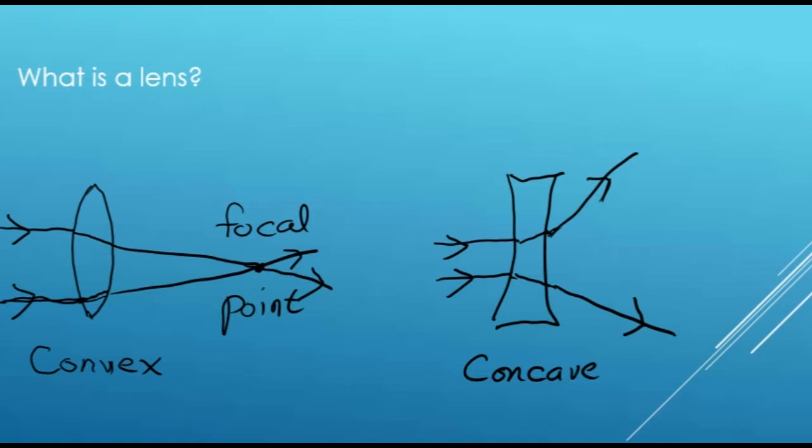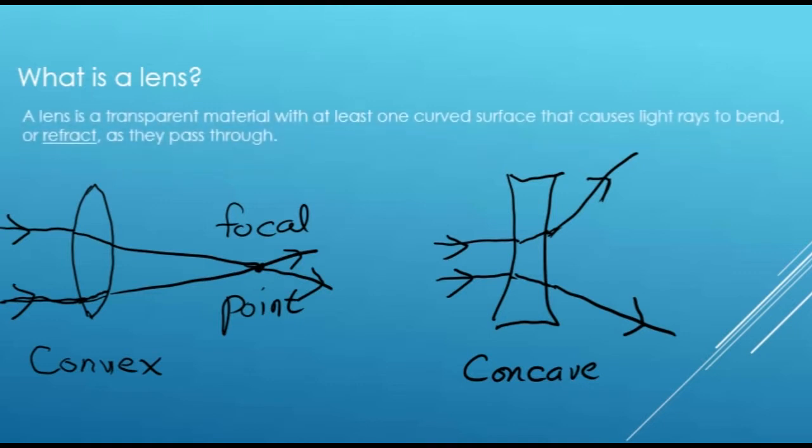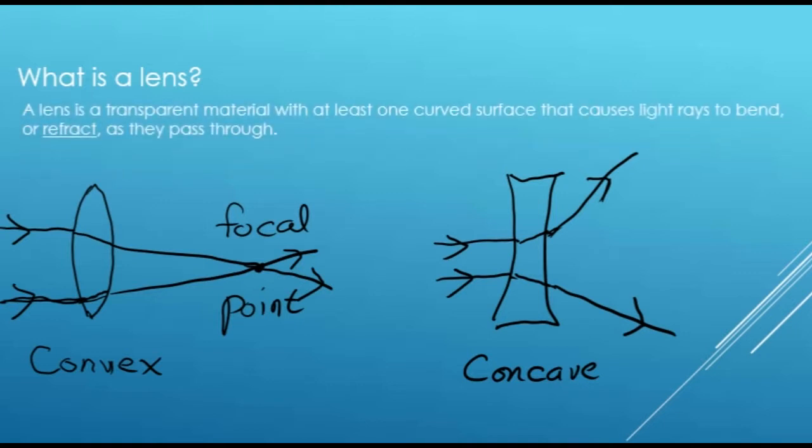What is a lens? A lens is a transparent material with at least one curved surface that causes light rays to bend or refract as they pass through the lens. One example is a convex lens, which you see at the left. It has two surfaces that curve away from each other.